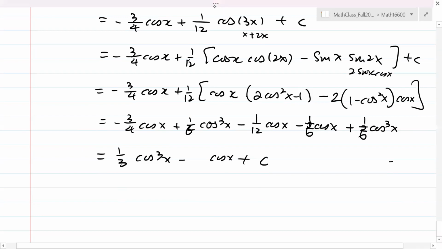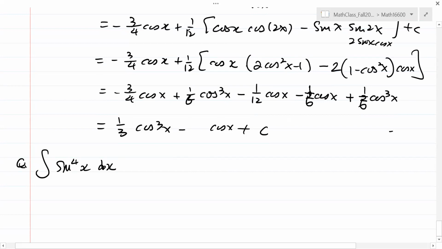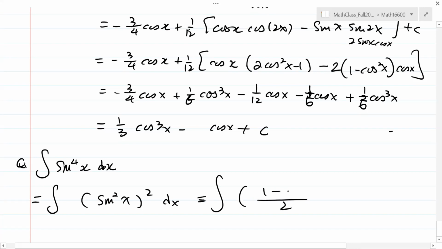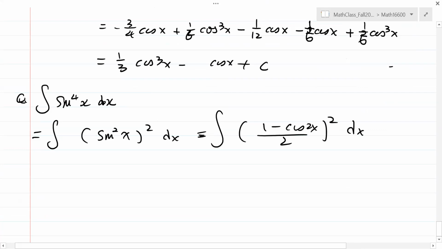How about integral of sine to the fourth power? Okay. The integral of sine to the fourth power is going to be, right? I don't like sine fourth power. So how can I do that? Well, I just square, right? It's going to be sine square and square, right? Everybody knows that. And the sine square can be written in the form of 1 minus cosine 2x, squared, dx, okay?